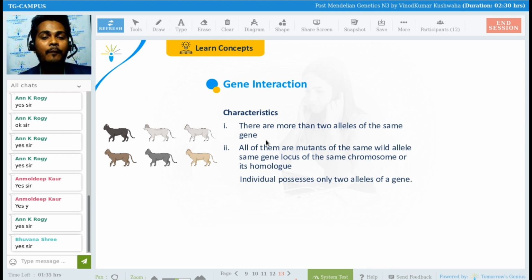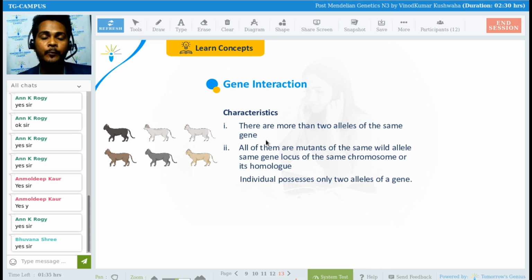These are all examples of multiple alleles. 15 alleles for eye color in Drosophila. You know Drosophila, the fruit fly, has different versions of eye color. I will show you a picture in the next slide of how the eye color differs in Drosophila. They have more than two alleles, so we can say it is multiple allelism.